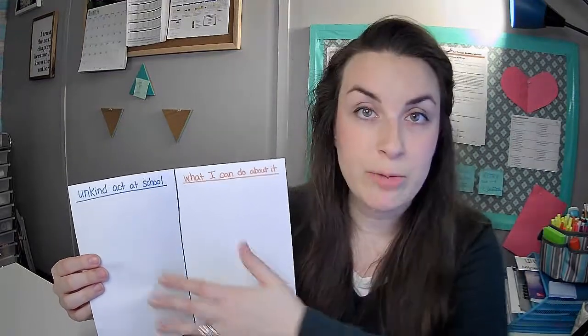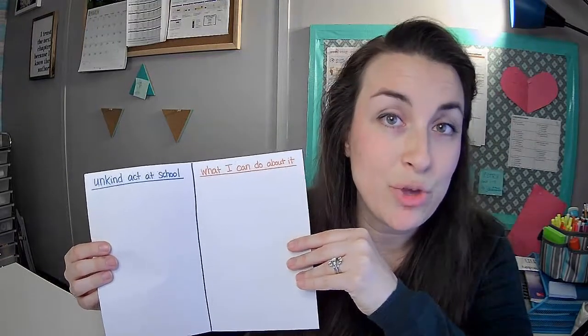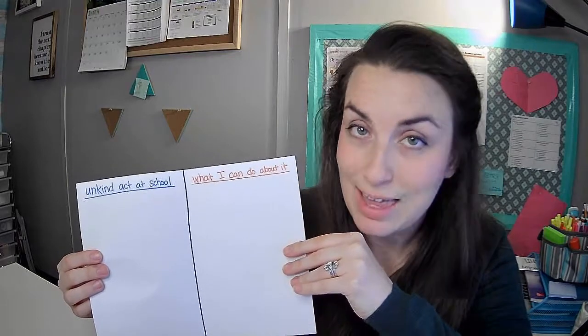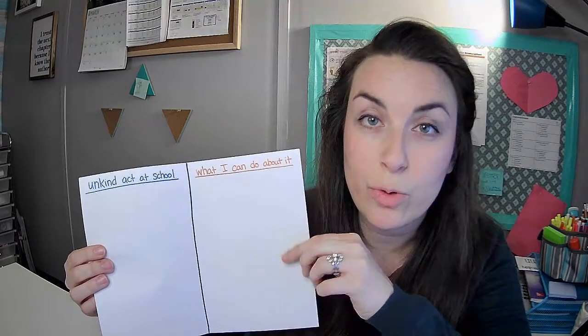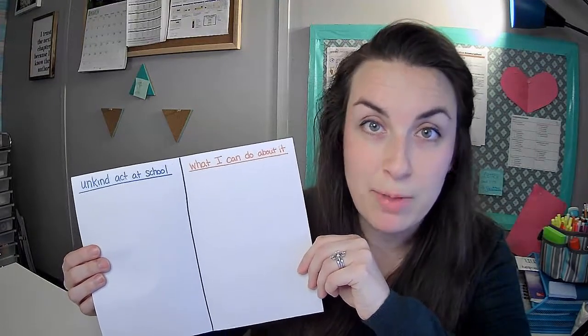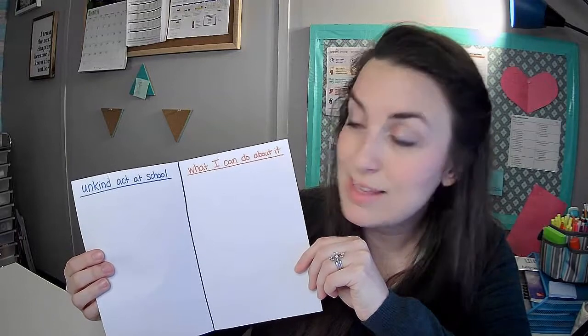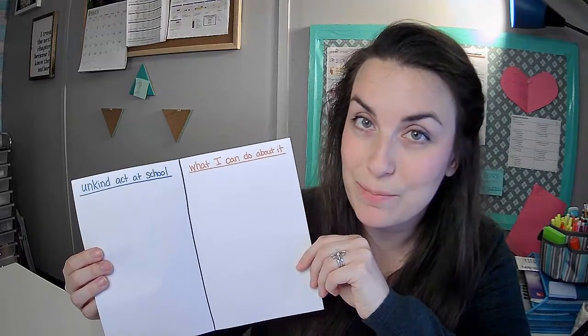Once you're done with that side, I want you to brainstorm over here. What is something you can do or say to fix that problem? Again, you can use pictures or words or both, and you can find a way to solve the problem. How can we fix this unkind act? How can we remind people to be kind to each other?